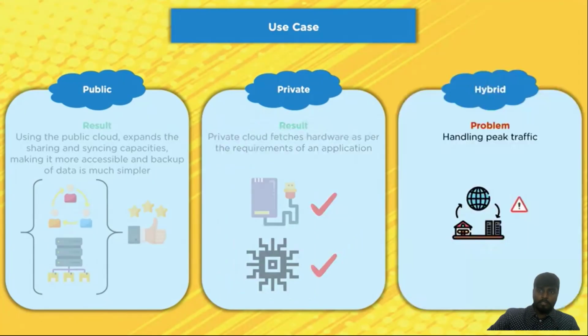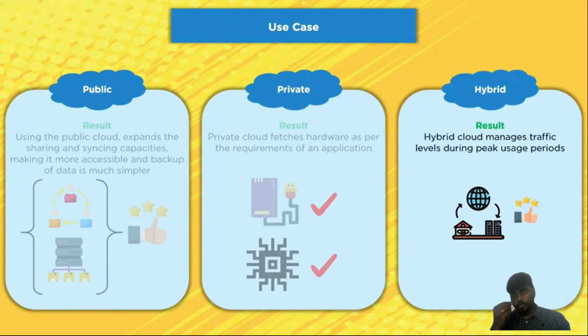And the next problem is handling peak traffic. Based on the sales, e-commerce websites face the peak traffic during the Big Billion Days or the Amazon Great Indian Festivals. During that time, the hybrid clouds come into the picture. Hybrid cloud manages the traffic levels during the peak usage periods.